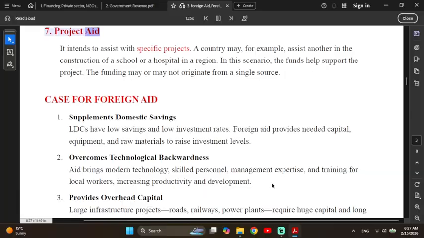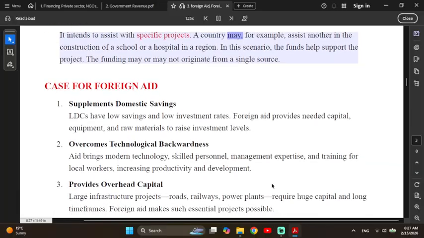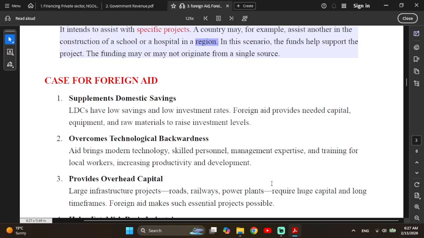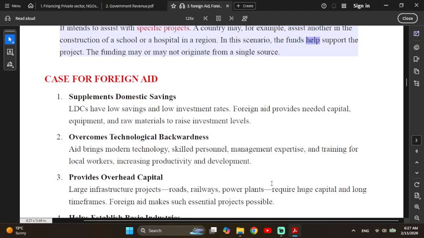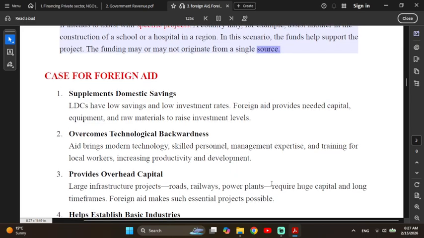7. Project aid. It intends to assist with specific projects. A country may, for example, assist another in the construction of a school or a hospital in a region. In this scenario, the funds help support the project. The funding may or may not originate from a single source.